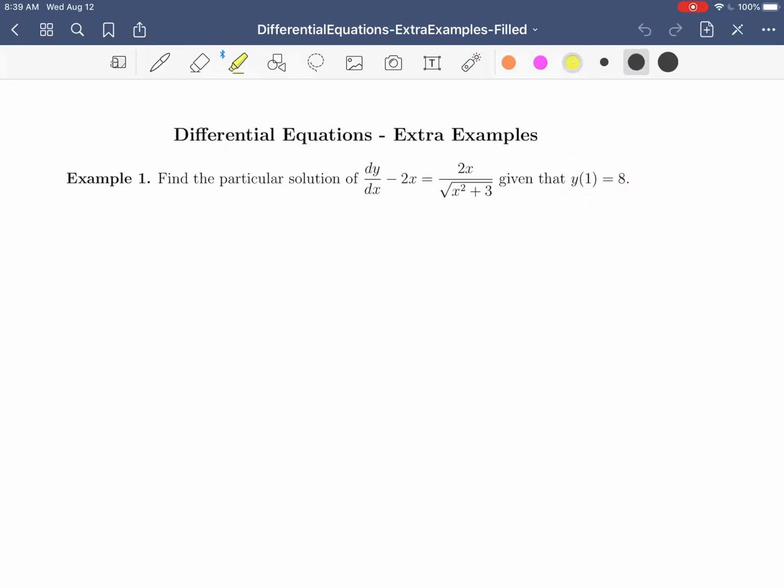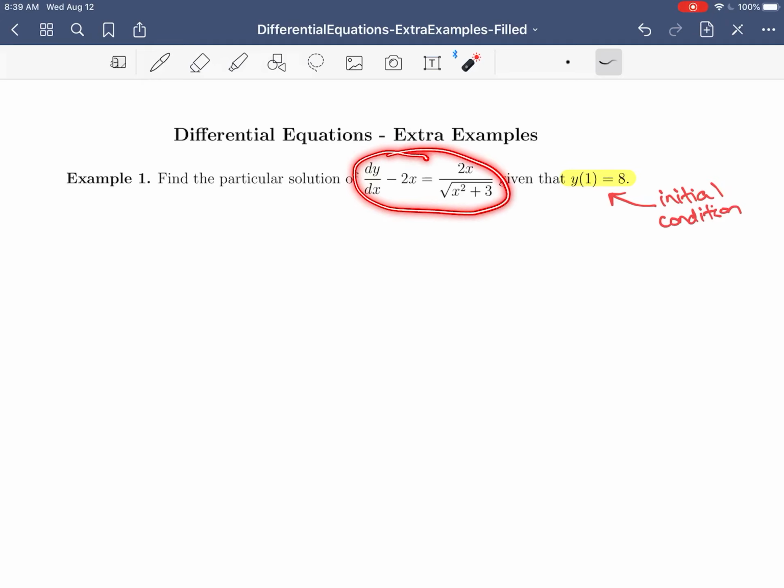So maybe I should just note that. So this thing here, this is the initial condition. So we know when x is equal to 1 that we should have y is equal to 8. Now, our differential equation is here. So dy dx, our derivative, minus 2x is equal to 2x over square root of x squared plus 3.